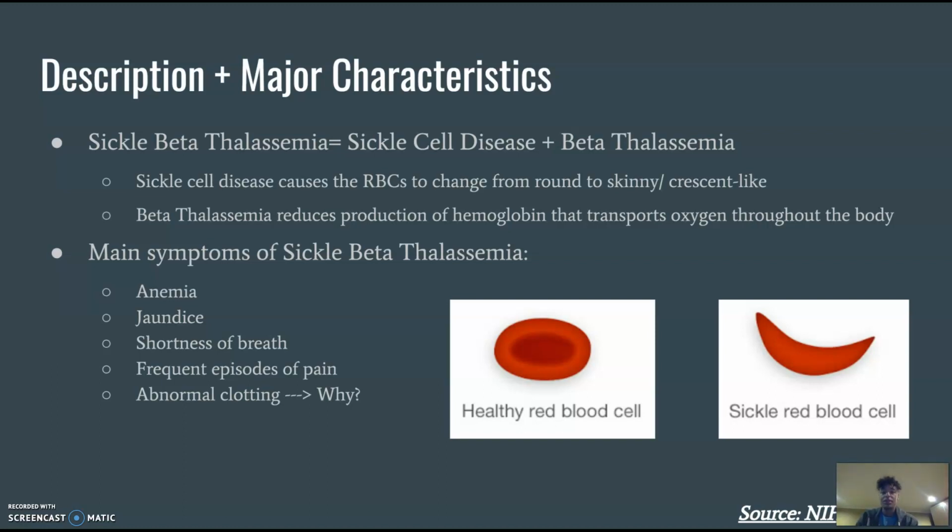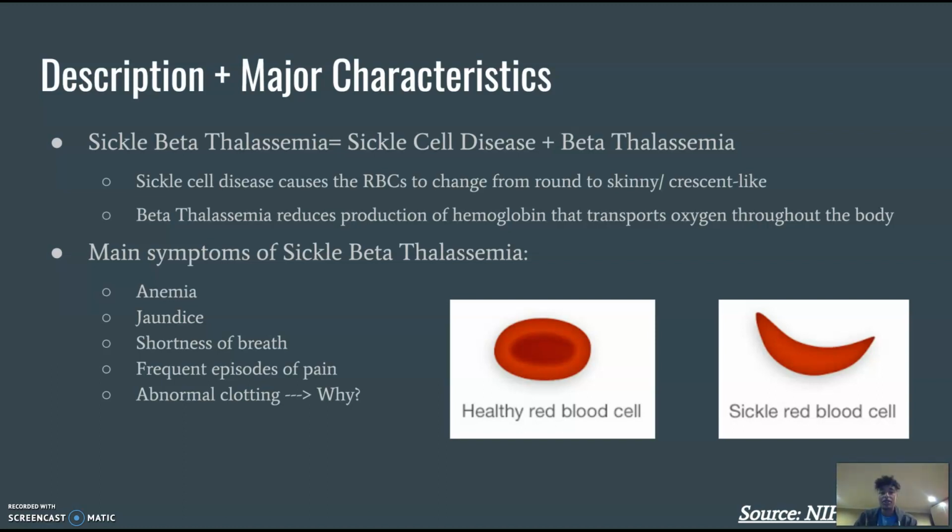And so the main symptoms of this are anemia, or a low level of red blood cells due to the two diseases, jaundice, or a yellowing of the skin, shortness of breath because you have less O2, less oxygen in your body. That would make sense. And frequent episodes of pain because these sickle cells are like a barrel of monkeys, so they get really locked together because of the shape, and this clotting is painful.